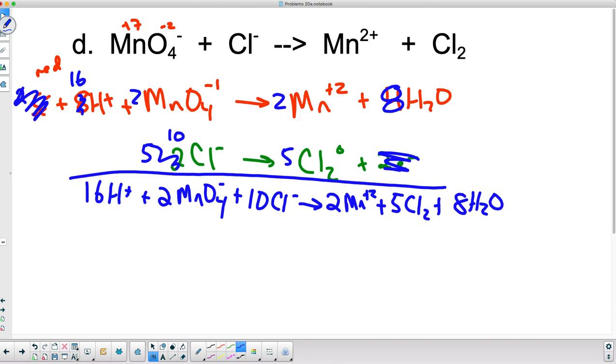And that's it. Well, let's go through and count the number of oxygens because that's what I do. 4 times 2 is 8 oxygens here. I don't see any other oxygens, and 8 times 1 is 8 oxygens here, so we're balanced on both sides. All right, that was pretty quick.